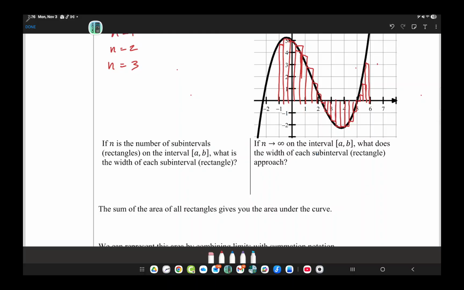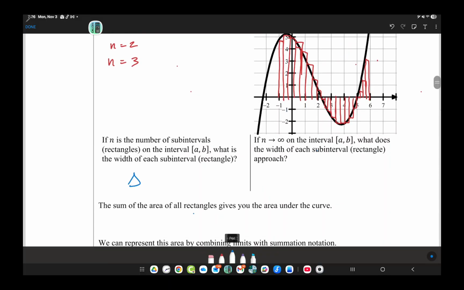So now, if n is the number of subintervals, rectangles, on the interval from A to B, what is the width of each rectangle? I kind of just did that in my head here. What was the width from -1 to 6? Well, that was 7. So when I separated that into 2 intervals, I just divided 7 by the number of rectangles, by 2. If I had 3, I divided 7 by 3. So the idea here is that delta x, which is our width, is going to be the difference in your endpoints divided by the number of rectangles.